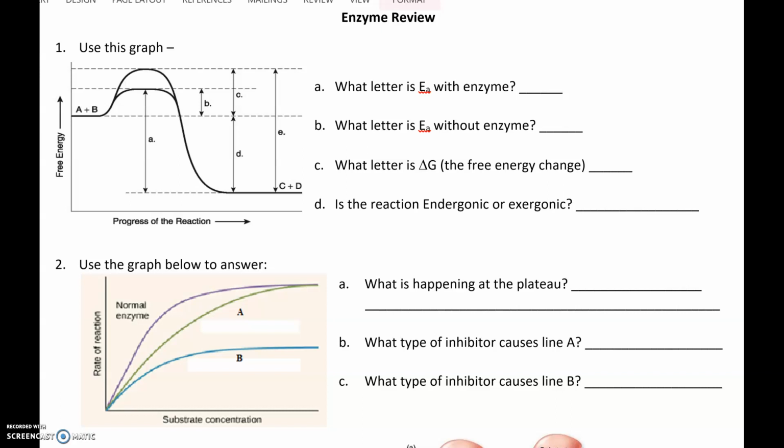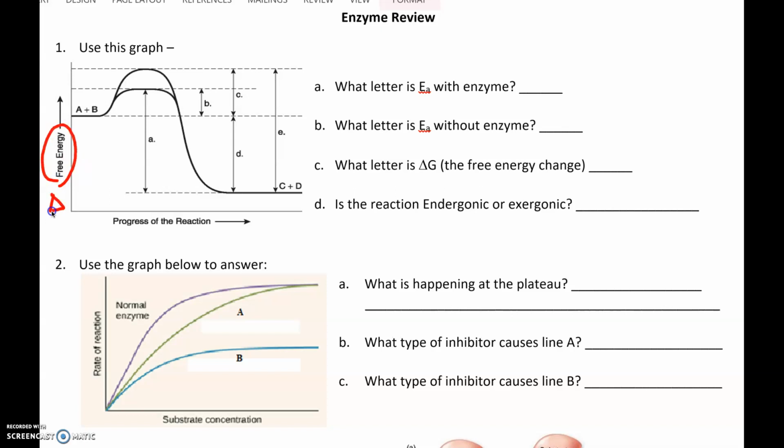Right, so I want to touch on just a few of the things on the review sheet that have sort of thrown people off and hopefully clarify those misconceptions before the test next week. So the first set of questions is about this graph. This graph is showing the progress of a reaction, and this is free energy.